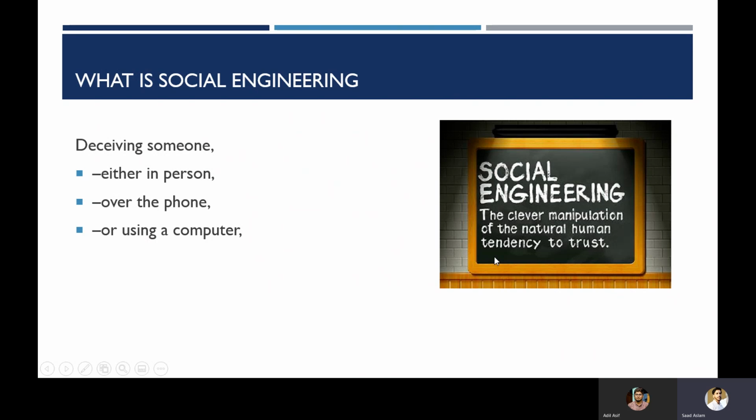So on the right side, there is a figure of social engineering that says: the clever manipulation of the natural human tendency to trust. Think about it: if you met a stranger and asked him to share his credentials with you, what would he say? He is not going to share his credentials because he doesn't trust you. He doesn't have any sort of trust in you.